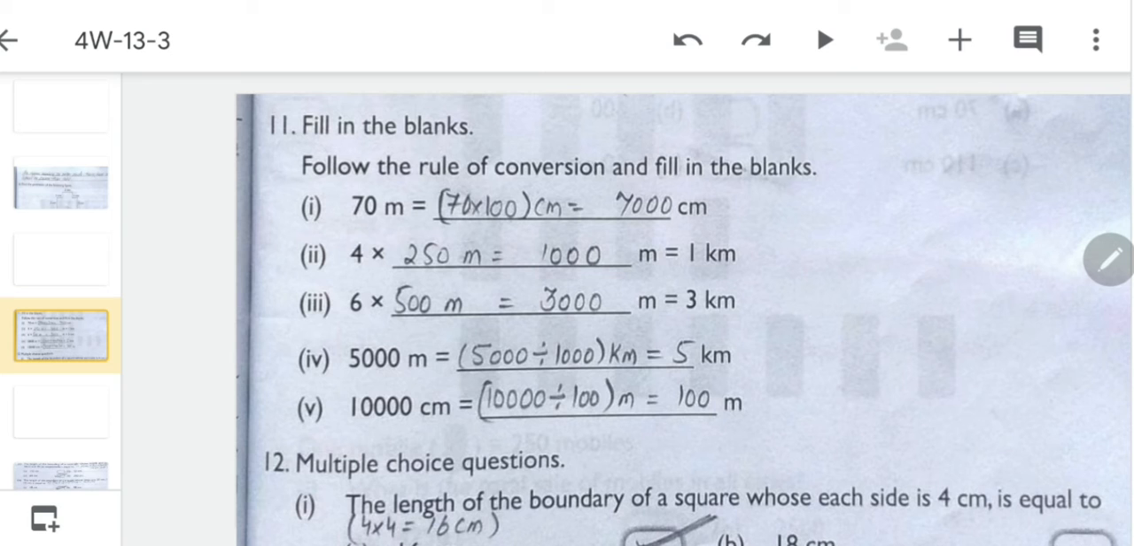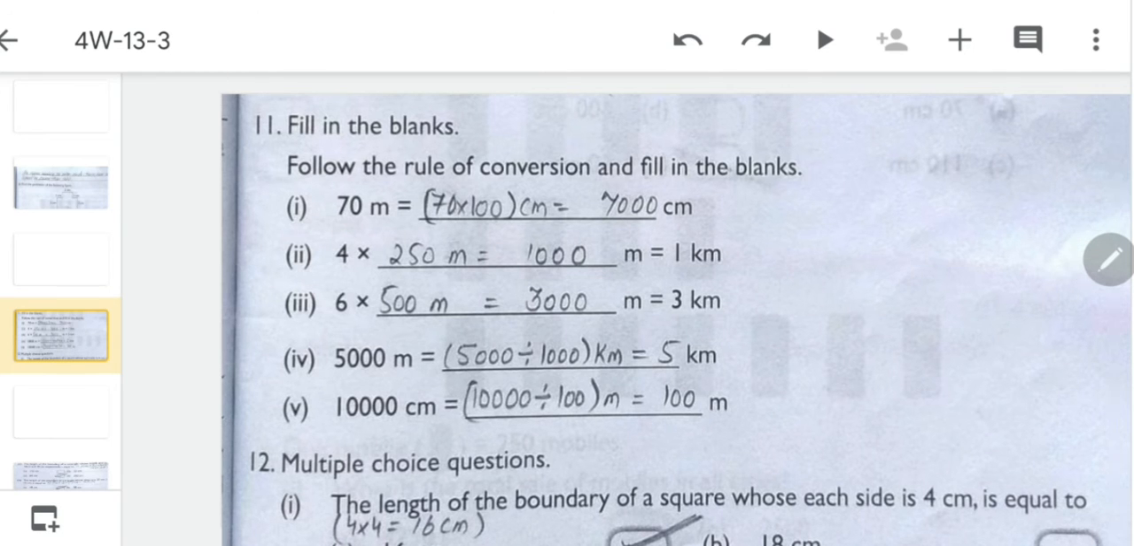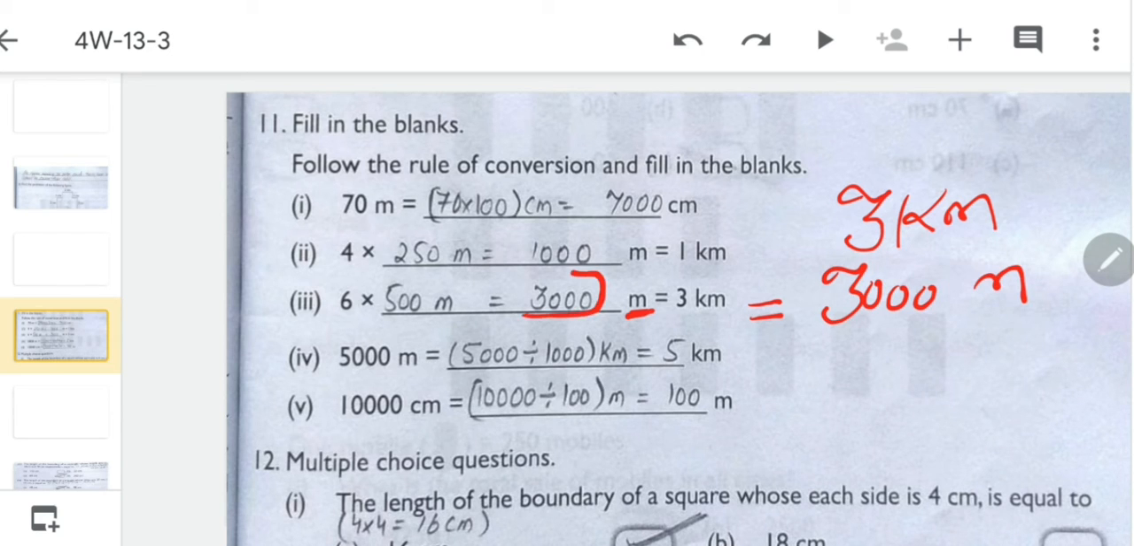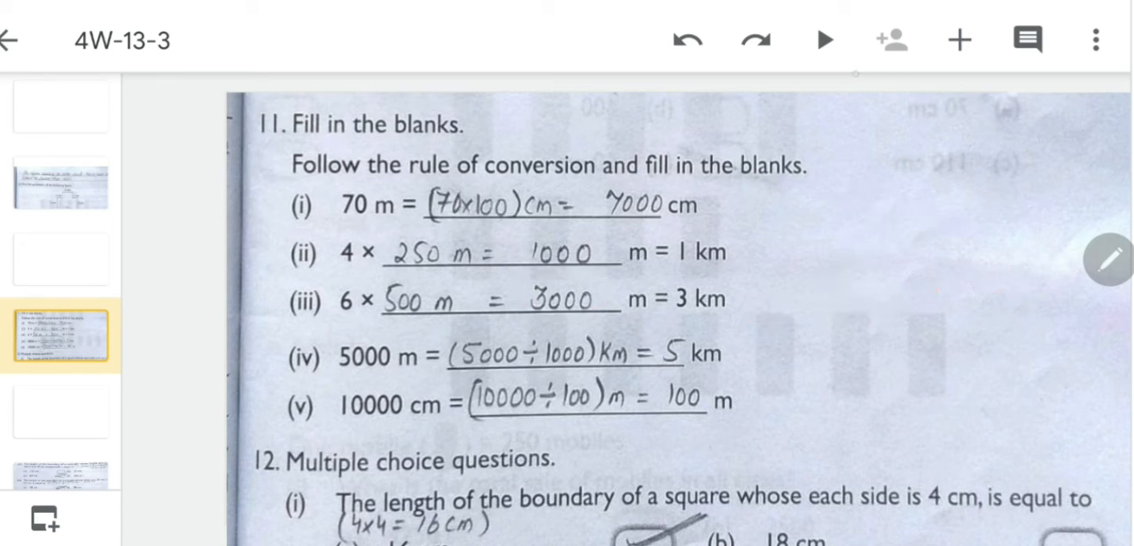Now the next is to get 3 kilometer, and here meter. We all know that 3 kilometer means 3000 meter. So we need 3000 meter here. So by which number do we have to multiply 6 to get 3000 meter? So let's divide 3000 meter by 6.